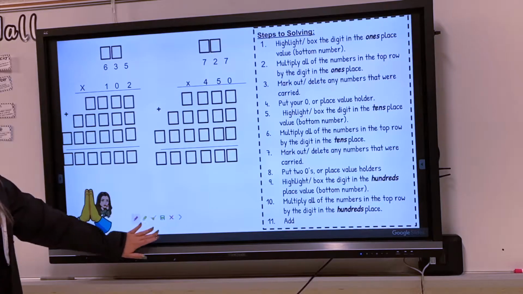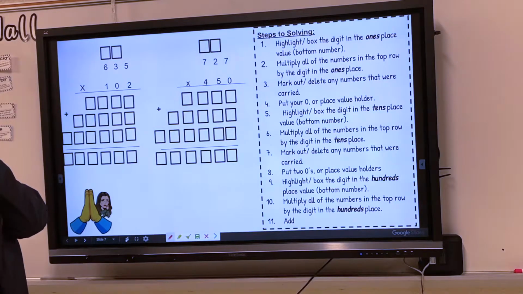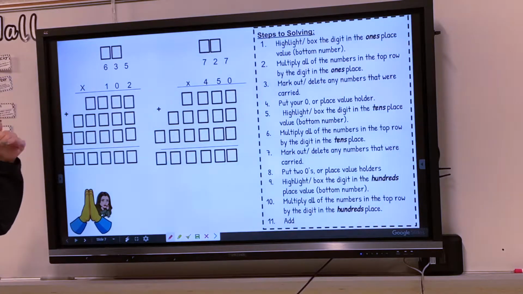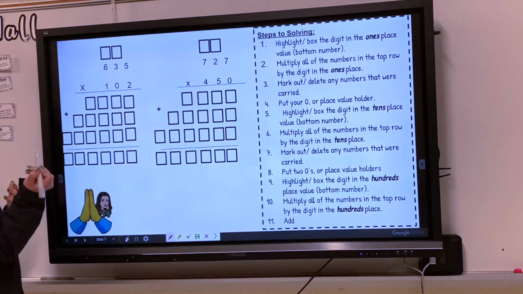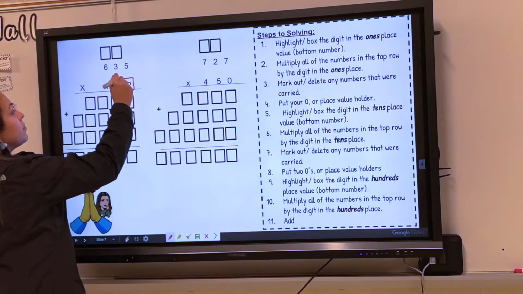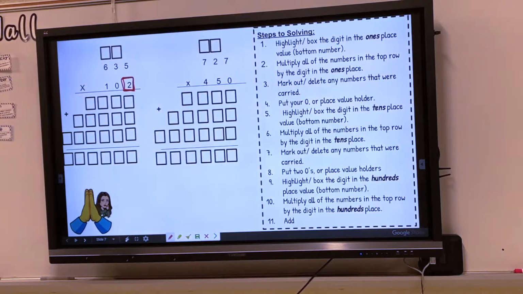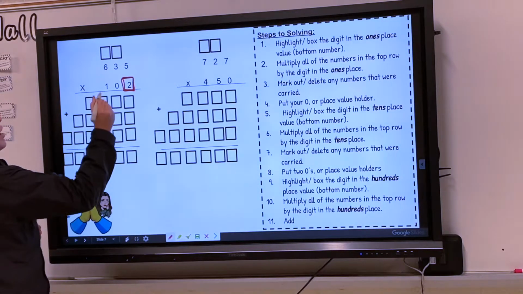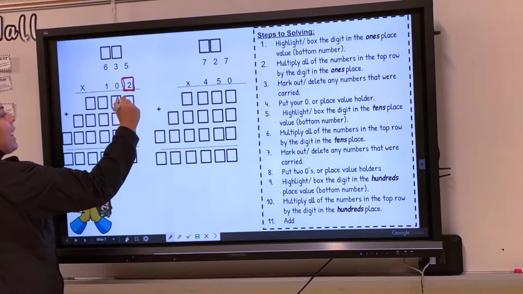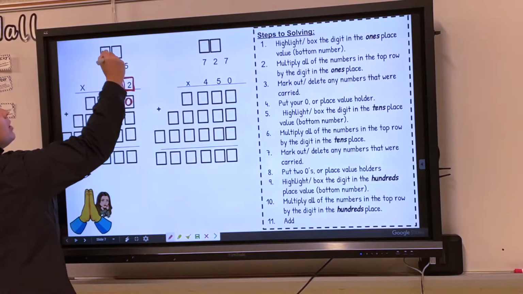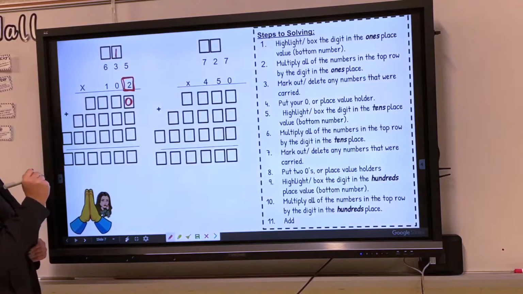As you can see again, we have 3 digits multiplied by 3 digits. So step number 1 hasn't changed. Box the number in the ones place. And I'm going to multiply 635 by 2. 5 times 2 is 10. I'll put my 0, carry my 1.